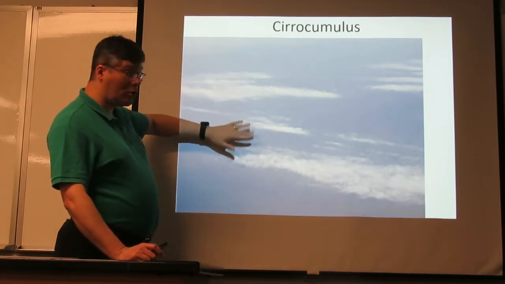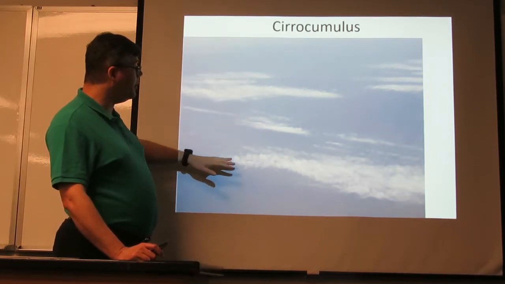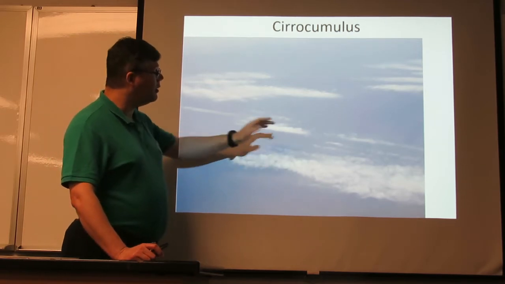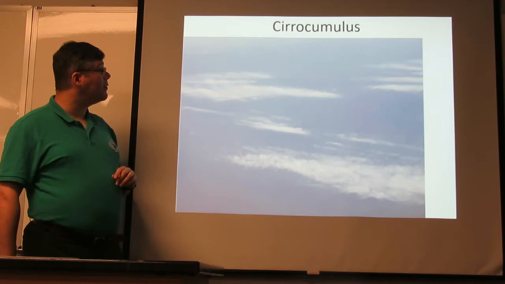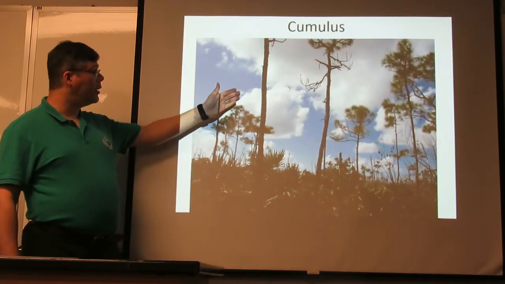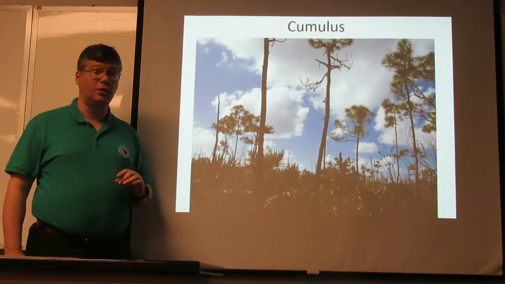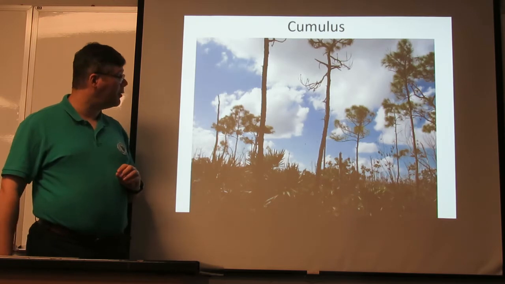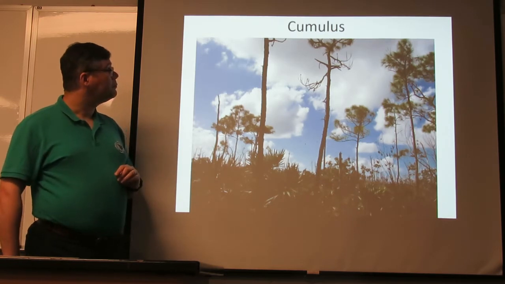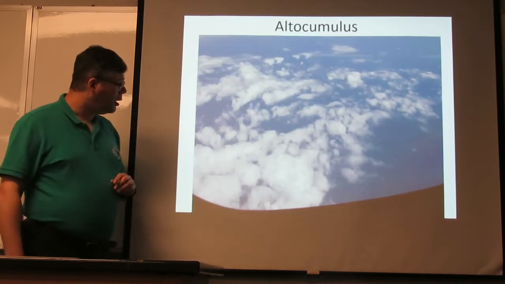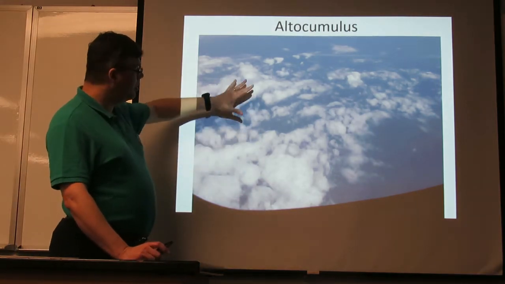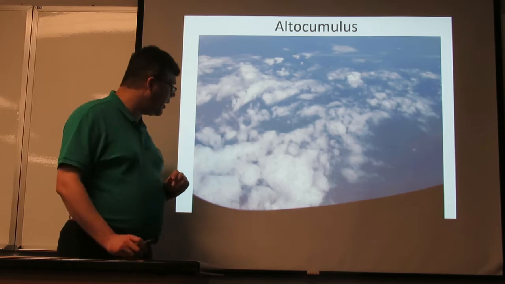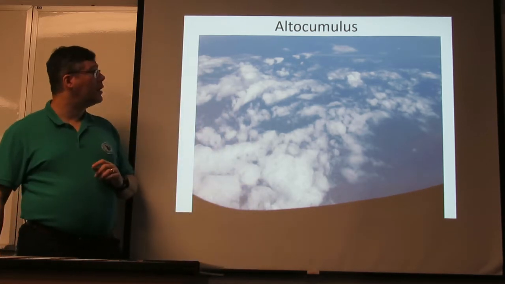So this is getting a little more stringy, hair-like looking, but also kind of lumpy. So these are high elevation cumulus clouds. Ordinary cumulus, your standard puffy, stereotypical drawing of a cloud. Altocumulus, mid-level, a little more patchy, not as large a lump of cloud there.